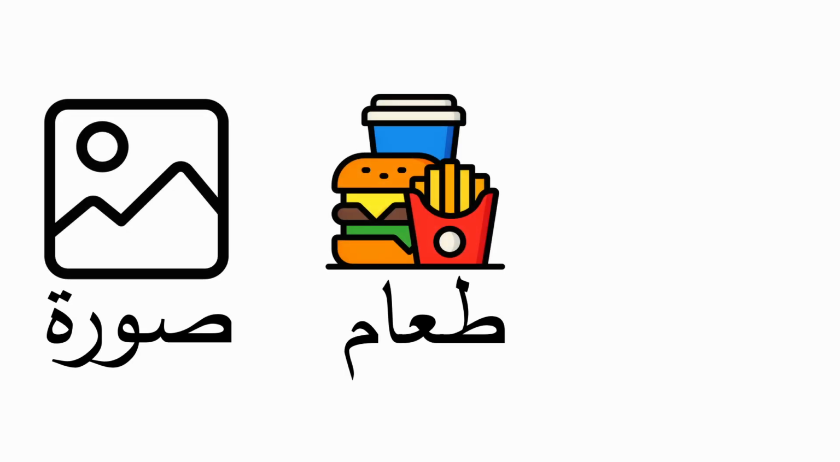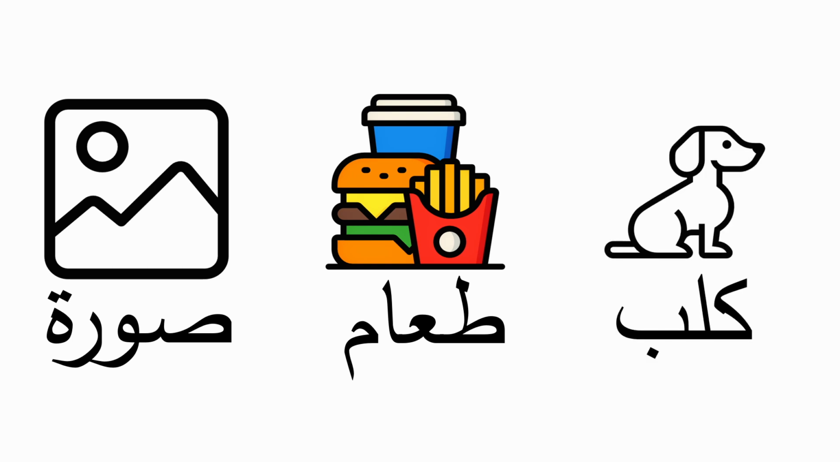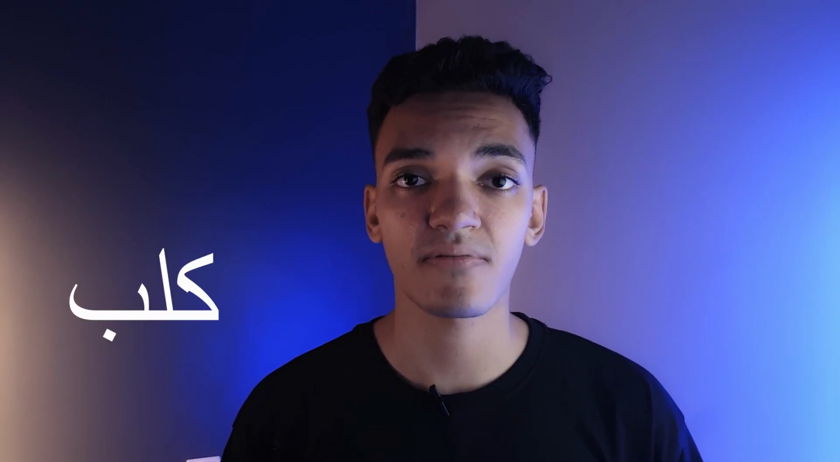Another 3 words. صورة. طعام. كلب. Yes, the word is كلب. So far so good. Let's continue with the next letter.